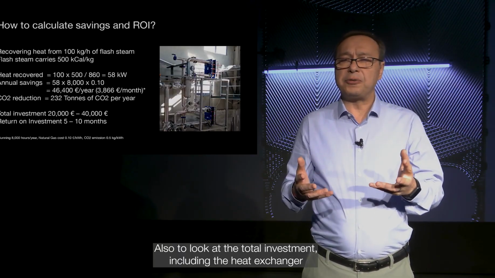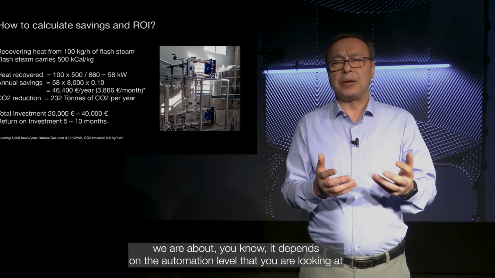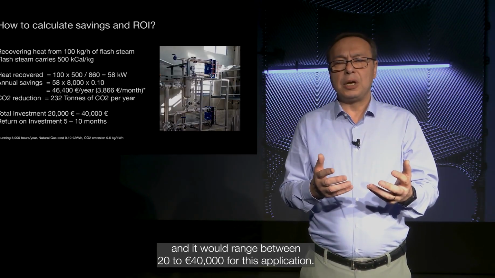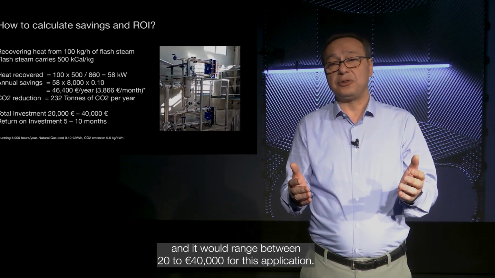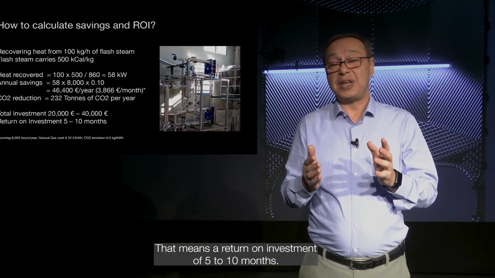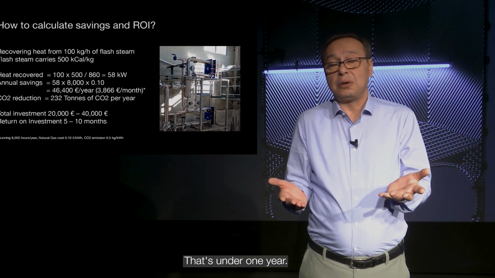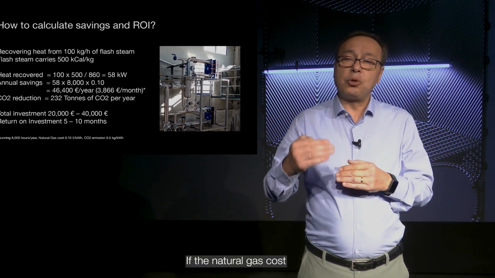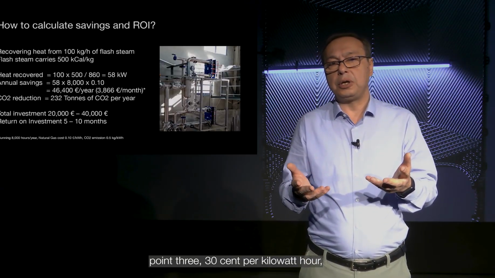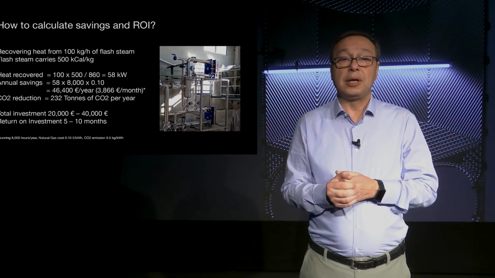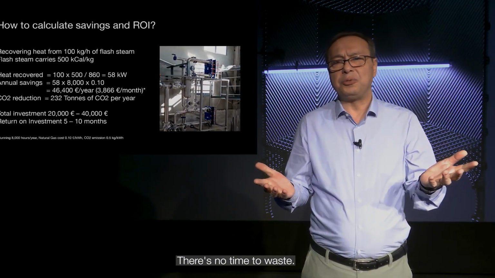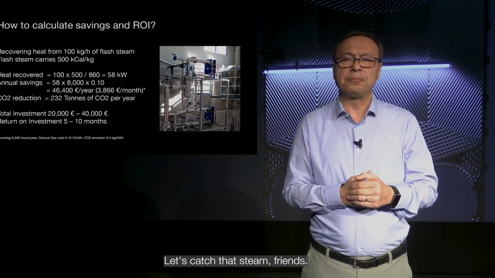Also, looking at the total investment, including the heat exchanger, it depends on the automation level that you are looking at, and it would range between 20 to 40,000 euro for this application. That means a return on investment of 5 to 10 months. And that's under 1 year. If the natural gas cost is as it was back in September, something like 30 cents per kilowatt hour, then the return on investment will be down to 2 to maybe even 5 months. There's no time to waste. Let's catch that steam, friends.